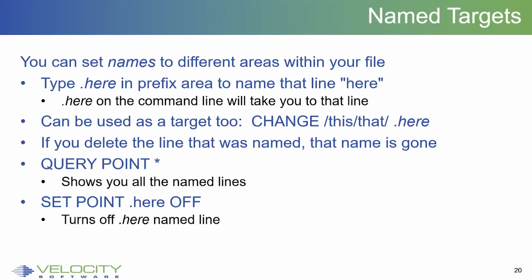The command query point asterisk shows you all of your named locations and where they are. Again, that's really handy if you set multiple named targets throughout your file. So this will help you remember and show you where they're all set. You can use set point and then the name target off, if you don't necessarily remember where it was or just want to turn it off and be done with it. So handy location naming within your file.